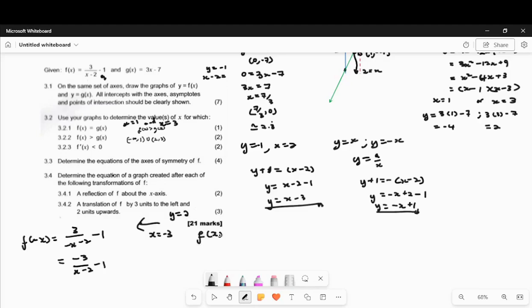So f of x is given by 3 divided by x minus 2, then minus 1. To perform this translation, instead of x, I will say x plus 3. And then I want to move 2 units upwards in the y direction. So in this case, I'll say 3 divided by x minus 2, then minus 1, and 2 units upward, positive 2.